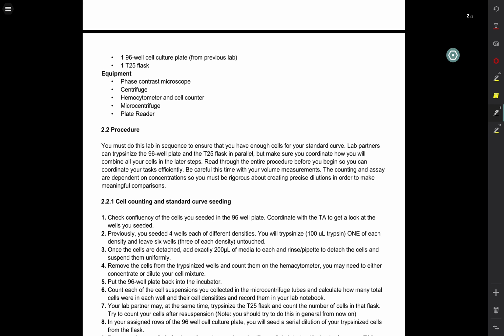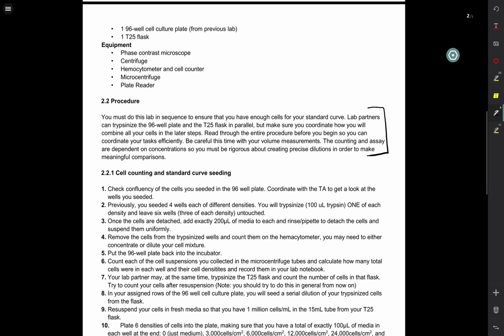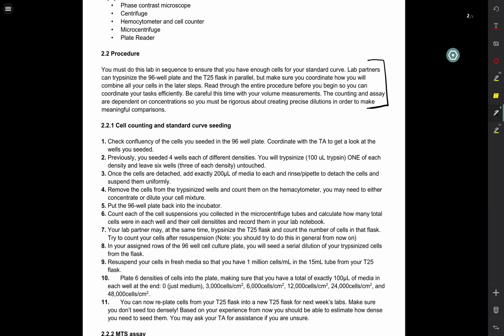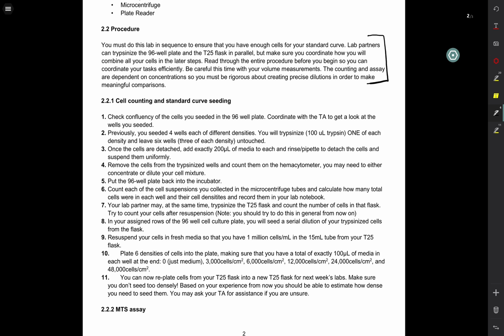One thing I want to really stress, and this is something I've observed, is that I think you guys can be splitting into partners more often and doing things in parallel. So someone can be trypsinizing cells off the 96 well plate, and someone can be trypsinizing the T25, or counting while someone's passaging or culturing. You should really do this because otherwise the labs are going to take way too long, and that is not good. So don't be afraid to separate. You guys are well prepared for this. Make sure you get through everything on time.